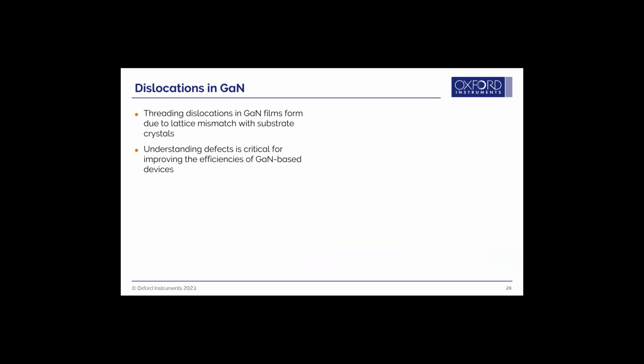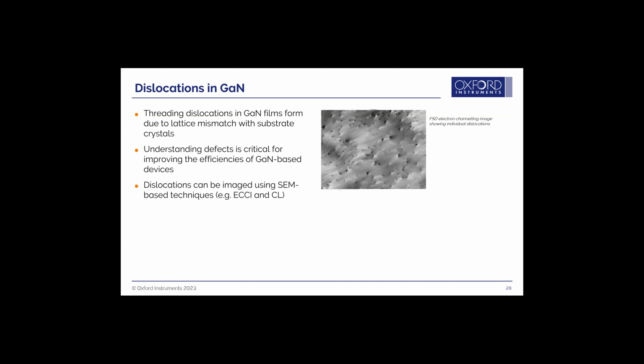The dislocations in the gallium nitride are another great example. These are threading dislocations that occur when you grow thin films, because of lattice mismatch with the substrate. As you grow thicker and thicker films, the dislocations start to increase. It's something you want to understand if you're going to improve the efficiency of the device. And there's a lot of work that's been done already on gallium nitride threading dislocations, but using ECCI, electron channeling contrast imaging, or cathodoluminescence to do the analysis and reveal them.